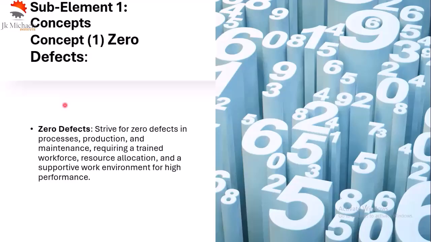training and development of the workforce, ensuring that we have a supportive working environment. A supportive working environment can do a lot for us. For instance, having data available, having electronic tools, using early detection mechanisms. These are all things that can support achieving a zero defect objective.